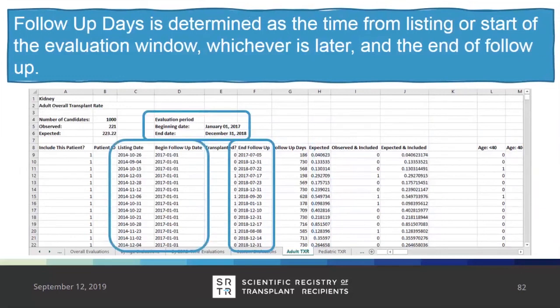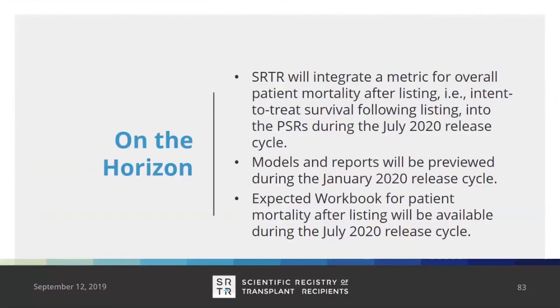The evaluation period is highlighted there, so you can always know what was the window of time we evaluated. And then we show certain key dates here. What date was the patient listed and what date did follow-up begin? So here you can understand, was the patient listed before the start of the window or after the start of the window? And when did we stop following the patient? Oftentimes that's going to be the end of the window on December 31st of 2018. But if the patient was removed from the list prior to that, that would be truncated back a little bit. So that's a real high-level look at how those workbooks work.